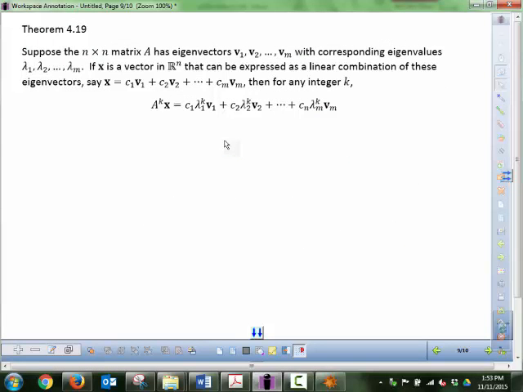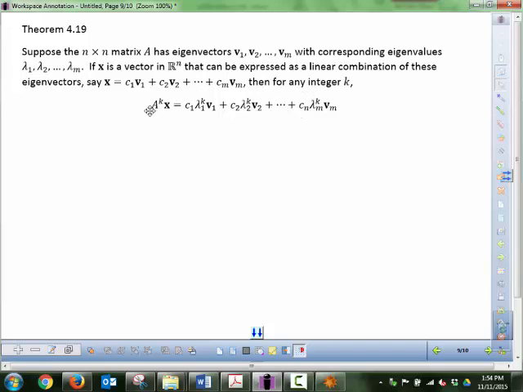So suppose we have a square matrix with eigenvectors corresponding to some eigenvalues. Notice the m is different from the n because it's not necessarily the same size. So this is assuming that you have some sort of algebraic multiplicity and stuff like that. And x is a vector in Rn that can be expressed as a linear combination of these eigenvectors. So your eigenvectors can be listed like this.